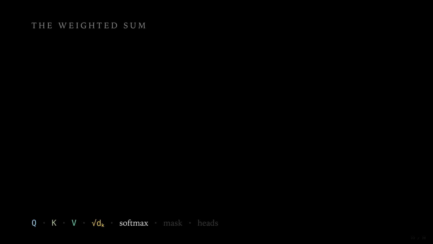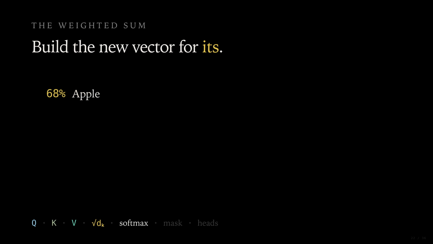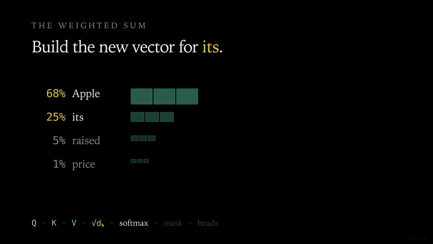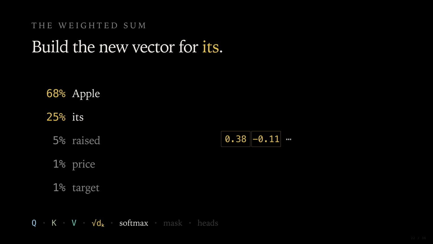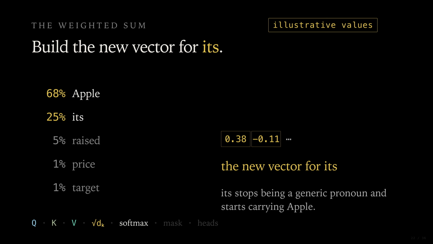Now we put it together for a single token. The row for it says 68% Apple, 25% itself, and a small amount from everything else. So you take that share of each token's value vector and add them all together. Watch the pieces arrive, because Apple's contribution is visibly the largest one. The sum of all of that becomes the new vector for it, and this is the exact moment where it stops being a generic pronoun and starts carrying Apple around with it.